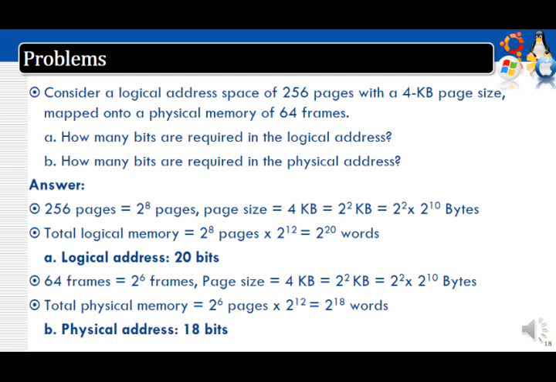4 kb: 1 kb is equal to 2 power 10, so 4 kb is equal to 2 power 2 into 2 power 10. So the total capacity is 2 power 8 into 2 power 2 into 2 power 10, which is equal to 2 power 20. So the number of bits in the logical address is 20. Likewise, we have to implicitly understand that the size of each frame is also 4 kb. So 64 when represented in powers of 2 is 2 power 6. 2 power 6 into 2 power 12 is equal to 2 power 18. So the number of bits in the physical address is 18 bits.